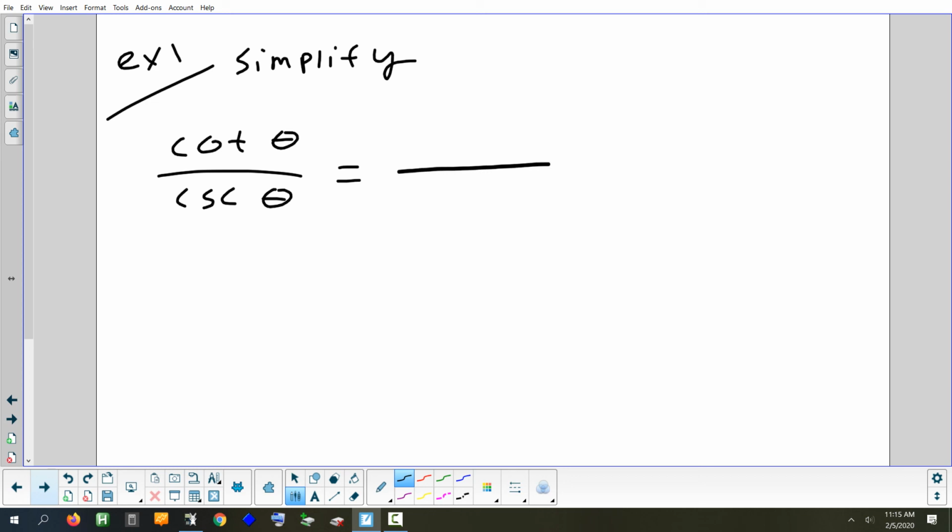Can someone tell me, using the table of identities I just gave you, how you can rewrite cotangent using sines and cosines? This is basically all substitution. That's all that this is. Jared? Cosine over sine. Yes. Cosine over sine. How about cosecant? How can we write cosecant using sines and cosines? Chris? 1 over sine. 1 over sine.